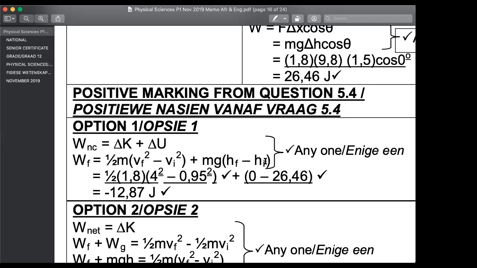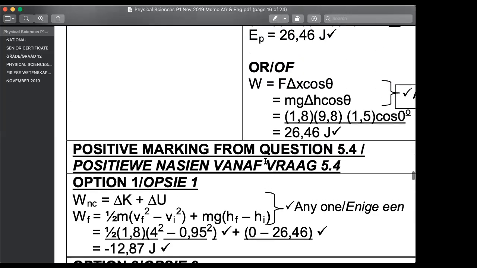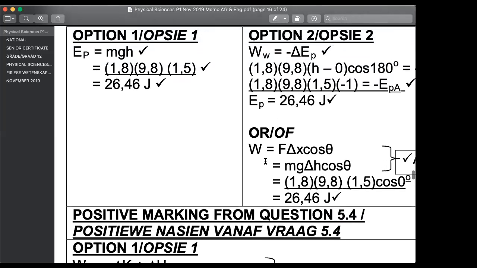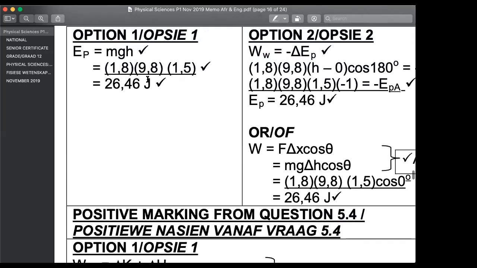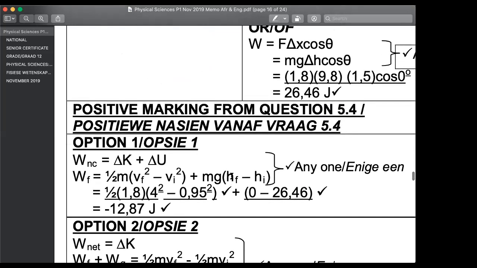Where did they get that from? 26,46. We don't have to work it out. We worked out the potential energy in the sum before, 26,46. So potential energy final is 0 and potential energy initial will be 26,46 joules. And you subtract that, you get 12,87 joules. And then WNC will be friction. That means the energy that is taken out of the system gets changed into other forms of energy.